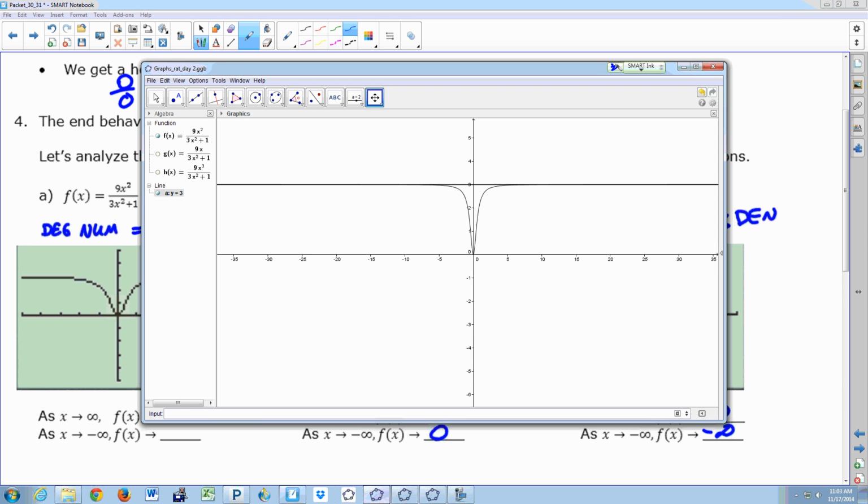There we go. So here are the three functions. I've got the first function, 9x squared over 3x squared plus x, graphed, just like you see, but I've also thrown in the horizontal line, y equals 3. And you can see that as x gets bigger and bigger, the value of my function gets closer and closer to 3.